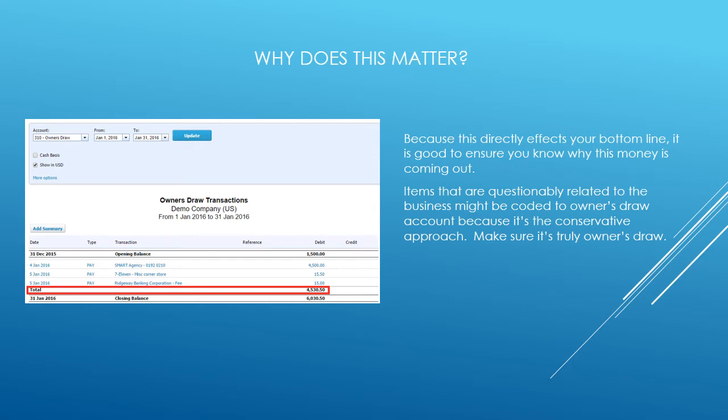So why does this matter? What good does it do? Well, a couple things. This directly affects your bottom line, so you absolutely want to know why. You want to be certain that the money is going to where it needs to go.